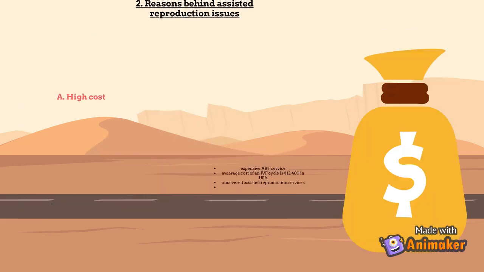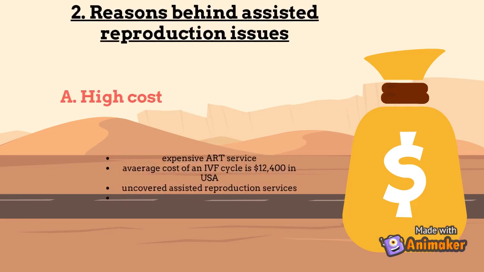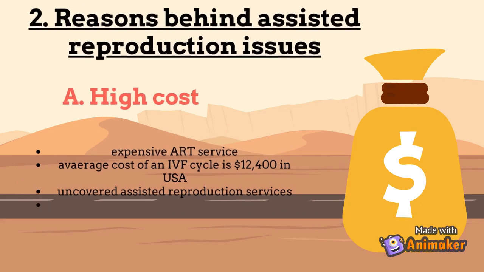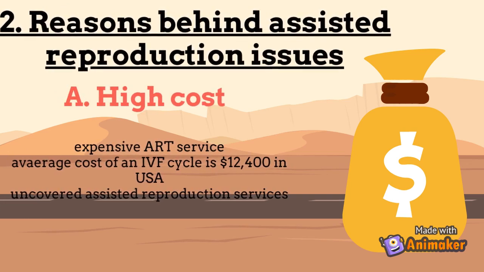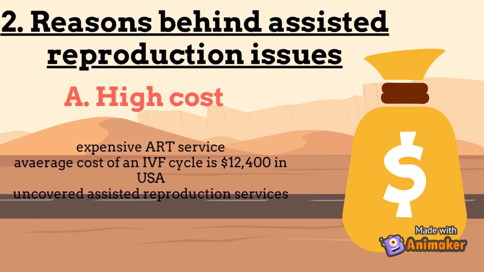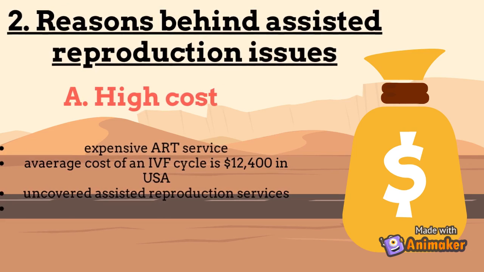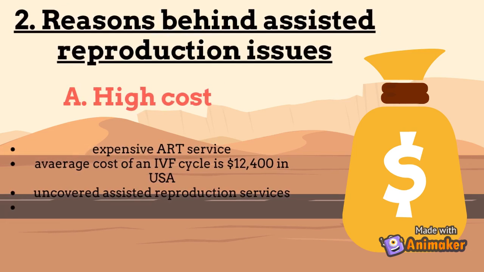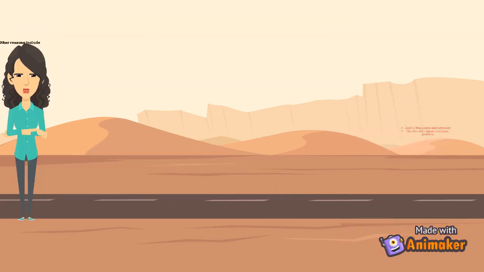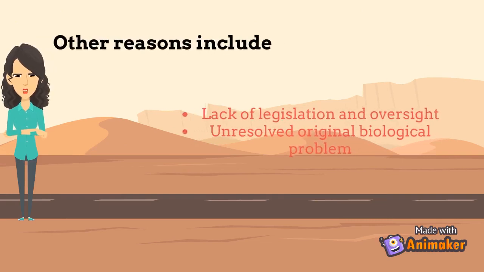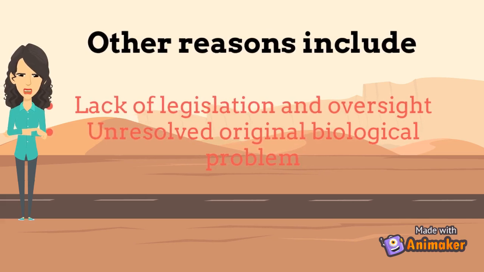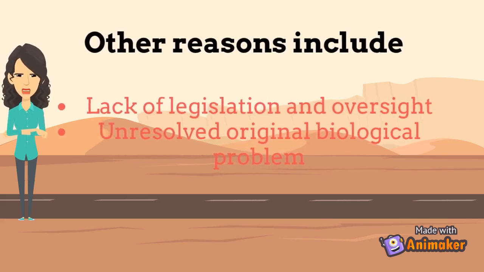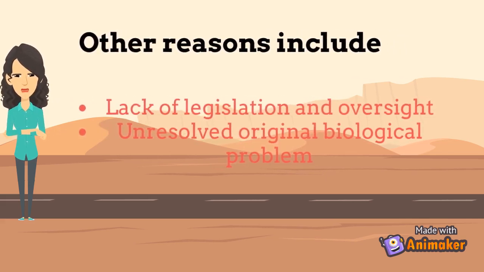Moving forward to reasons behind assisted reproduction technology related issues. The most common ethical issue is the high cost of assisted reproduction technology, because of uncovered services and high cost for services. For instance, in the USA an IVF cycle costs $12,400. Other reasons are lack of legislation. Due to this, providers can give treatment the way they want, which also results in practitioner biases. The last reason is unresolved biological problems.